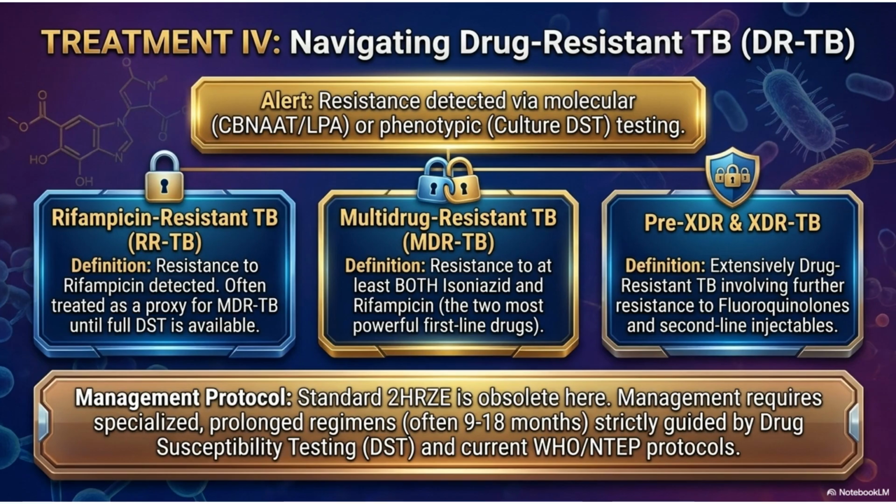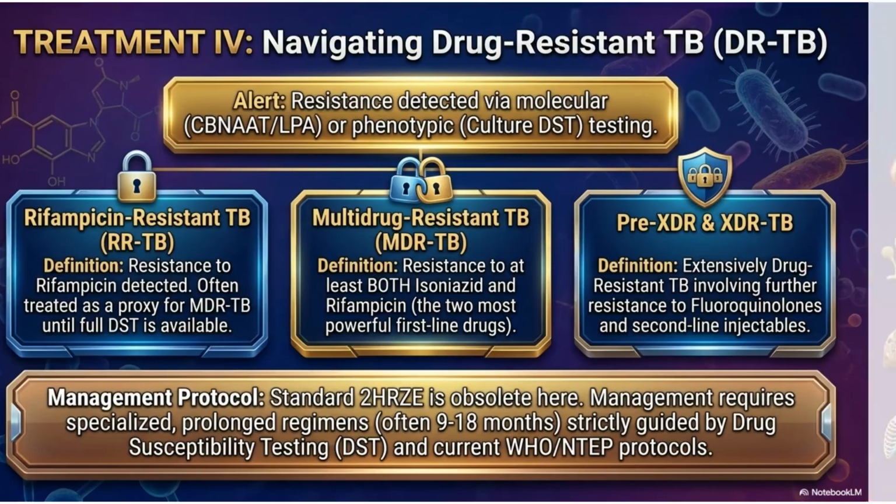Drug-resistant TB requires a departure from standard protocols. Detection of resistance to primary drugs mandates the use of specialized, longer-term regimens tailored to the specific resistance profile, guided by drug susceptibility testing and established public health guidelines.